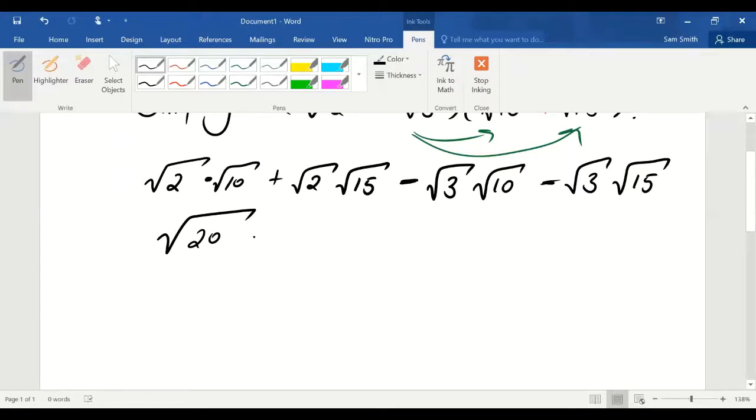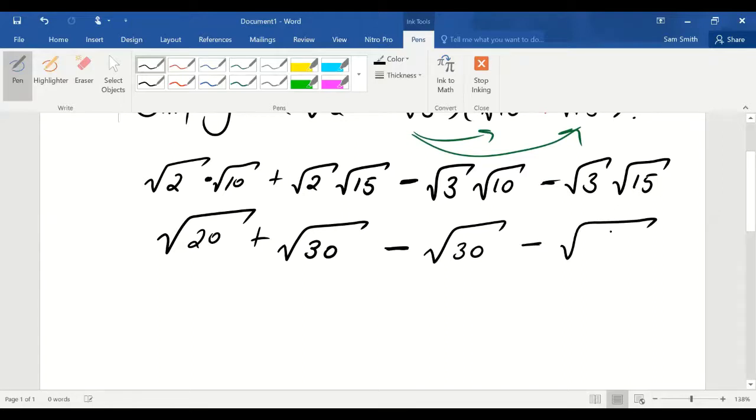Moving down the line, I'm going to do this modification for all 4 individual products. Square root of 20, the square root of 2 times 15, the square root of 30. Then this minus on the outside I'll bring down and take the square root of 3 times 10, 3 times 10, 30. And then I'll subtract the square root of 3 times 15, 3 times 15, 45.